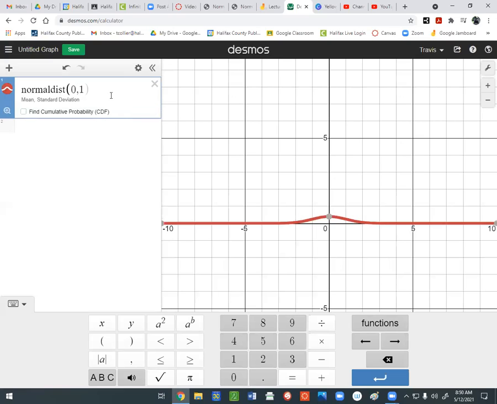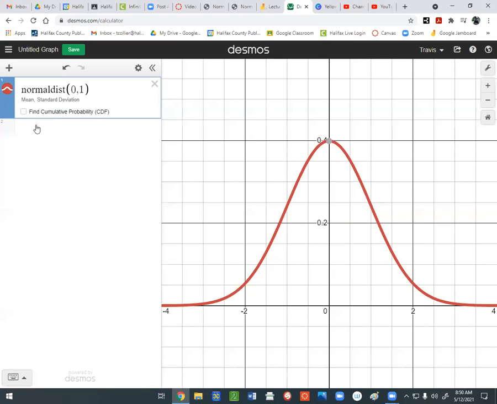Okay, so now what we're going to do is we're going to click the magnifying glass that's at the bottom of the box. This is zoom fit. And what that's going to do is it's going to zoom into the normal distribution so you can see it a little bit better. What we're going to do next is we're going to check the box that says find cumulative probability, CDF. CDF stands for cumulative distribution function. So we're going to check this box right here.